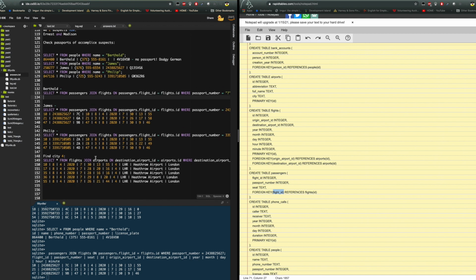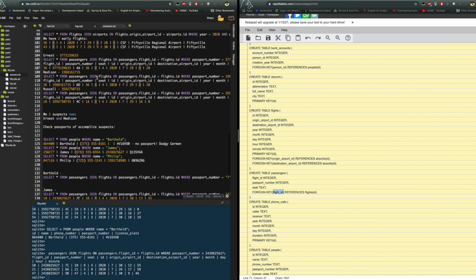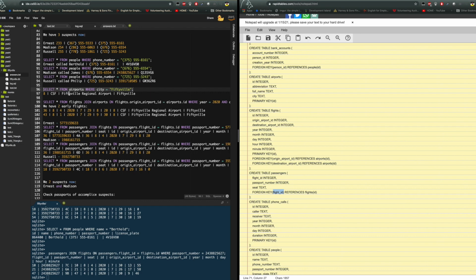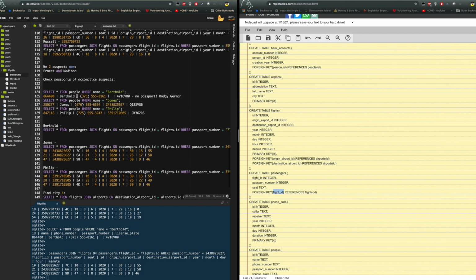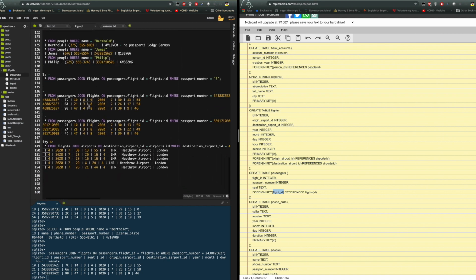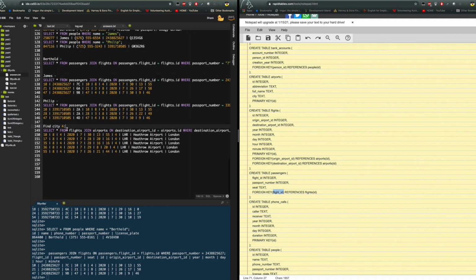Then I just wanted to make sure that airport number 8 is actually the fifth wheel. I've checked it before. Airport 8 is the fifth wheel. And I wanted to understand where Ernest flew to, from 8 to 4, same as Madison, 8 to 4. And I wanted to find city 4.